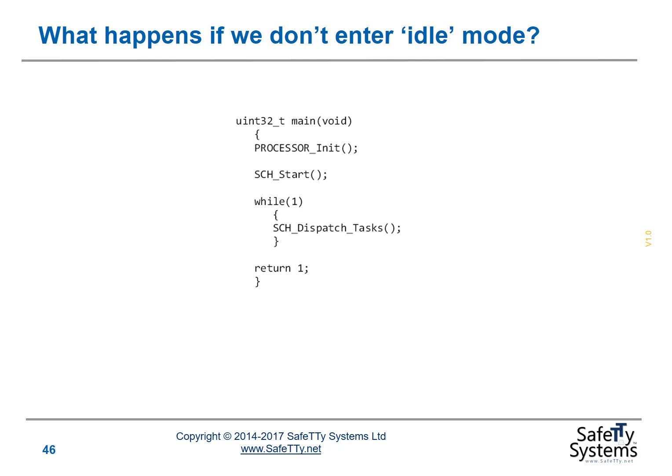However, there's a risk here. If we don't enter idle mode, then what's going to happen is that we will keep calling. So if you remember, this is what our main function looks like. If we don't enter idle mode, we're going to keep going around this loop and repeatedly calling scheduler dispatch tasks. That's not going to give us the behavior that we want. So we'll run the tasks more frequently than we intended.